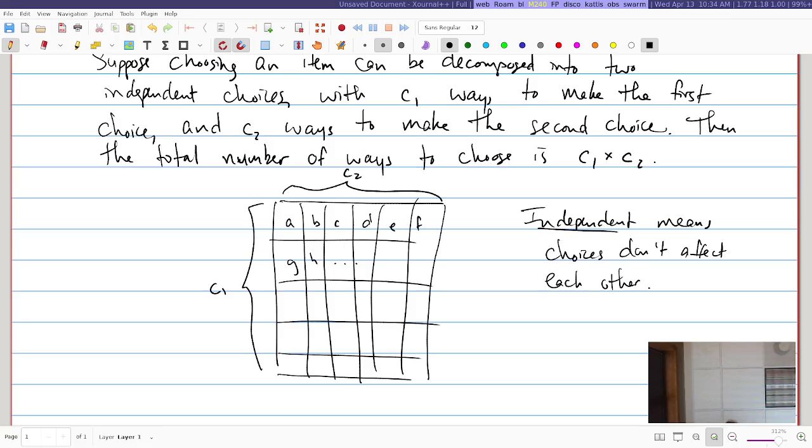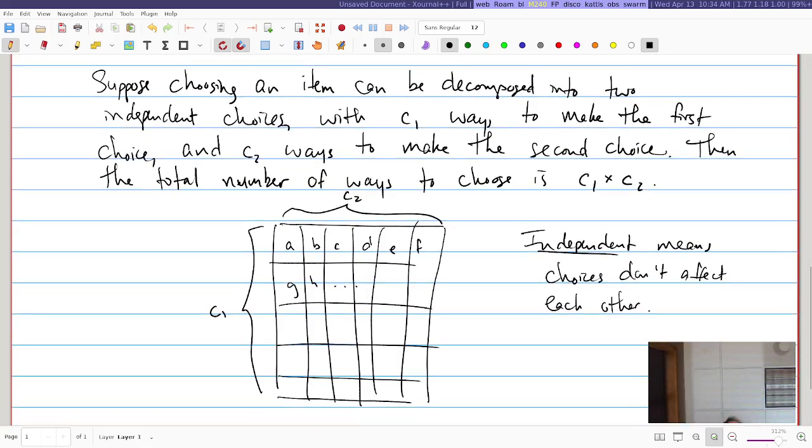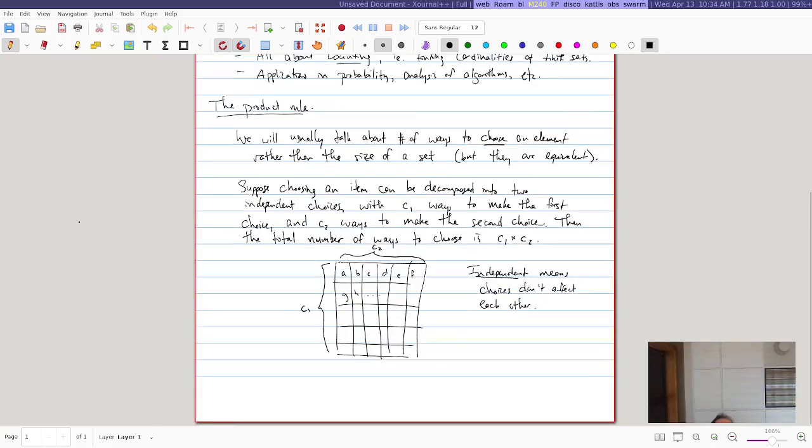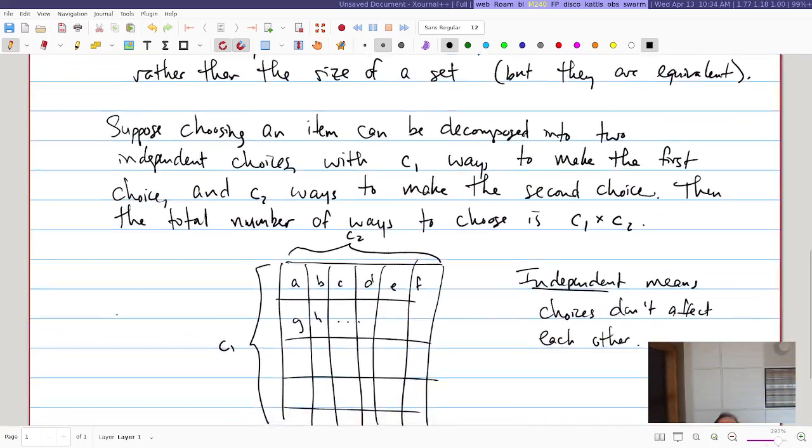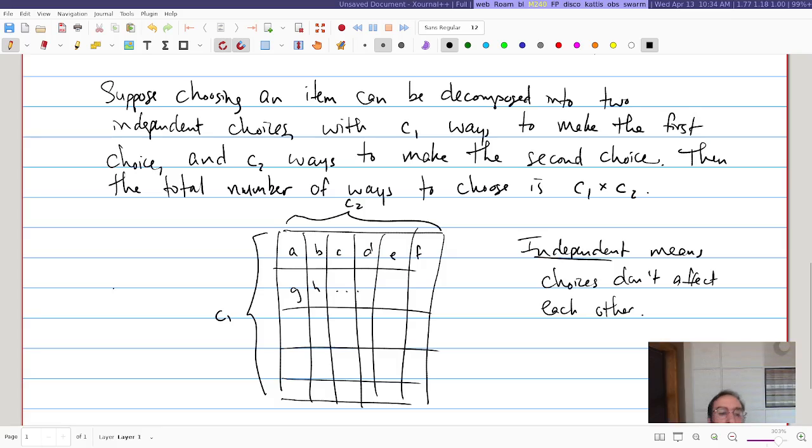Okay, so the independence is very important. And that's definitely something, when you think about this rule, you have to think hard about whether the things are really independent or not. Because it often might be that you can decompose something into two choices, but if they're not quite independent, then you can't exactly use this rule. There are ways around it that we'll see in certain scenarios, but the basic rule is if they're totally independent.